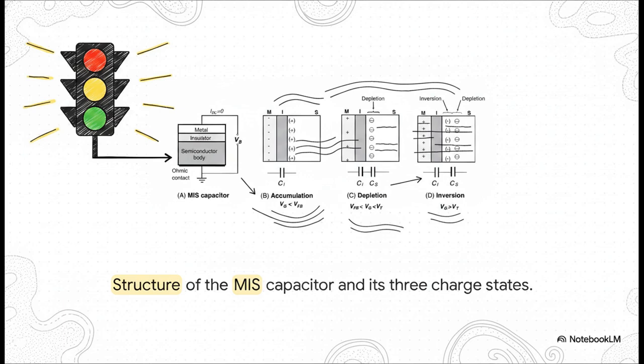You can think of the applied electric field almost like a traffic light system. When you apply a voltage through that top metal gate, the resulting electric field permeates the insulator and actually modulates the charge distribution in the semiconductor down below. This forces the device through three very distinct states: accumulation, depletion, and inversion.